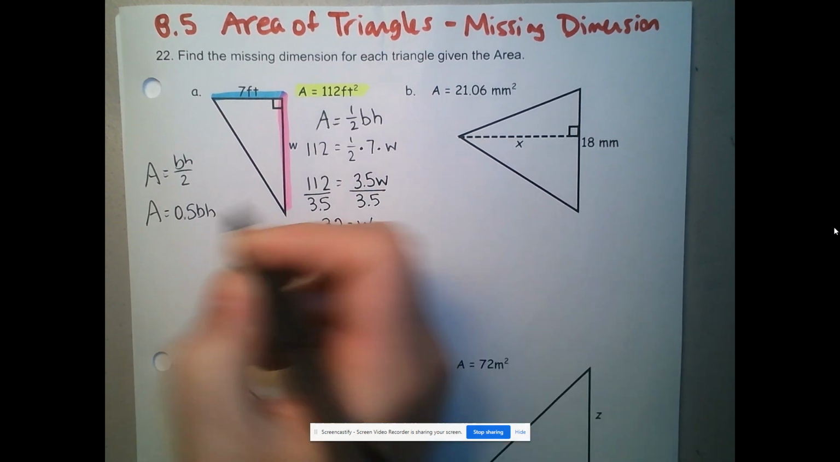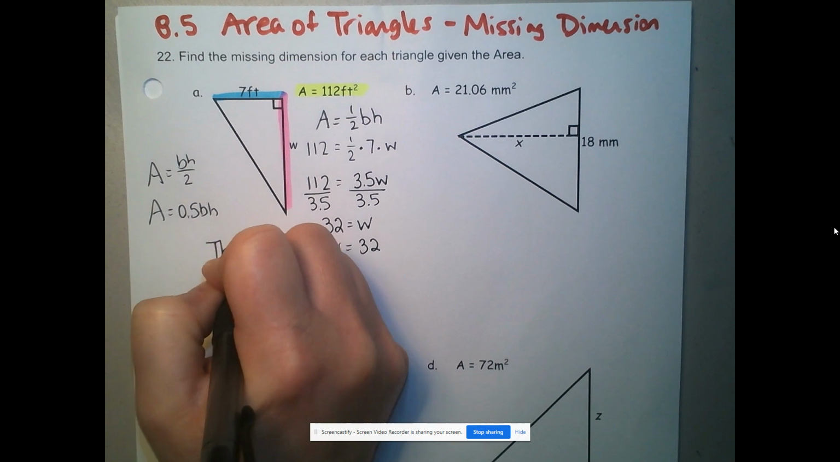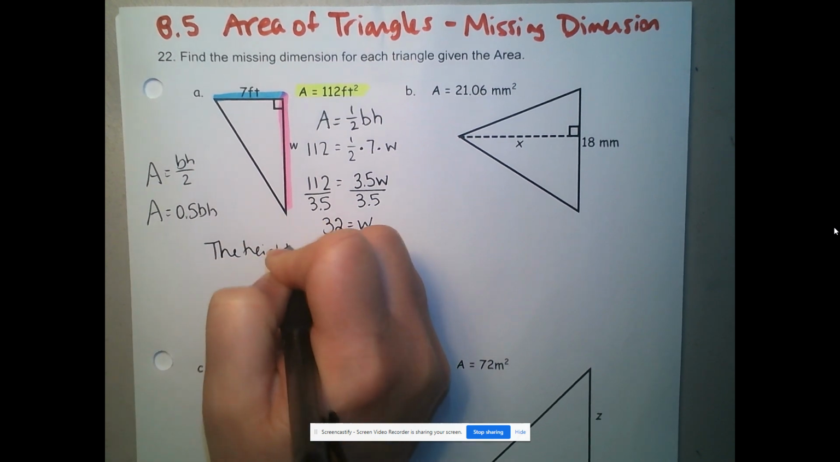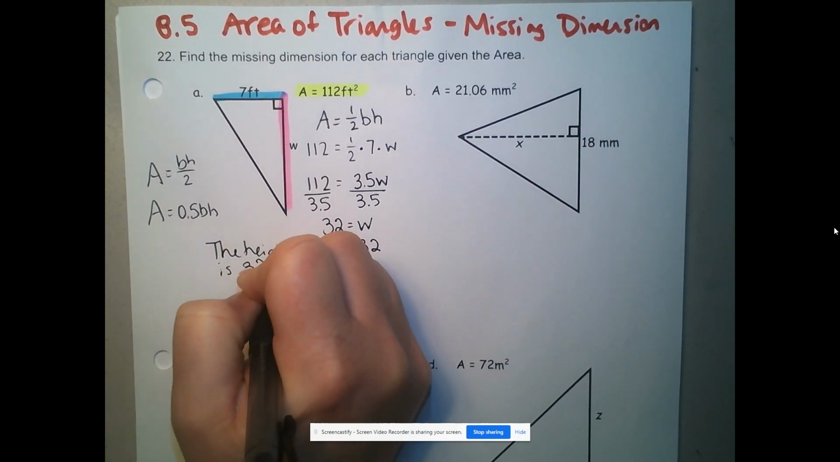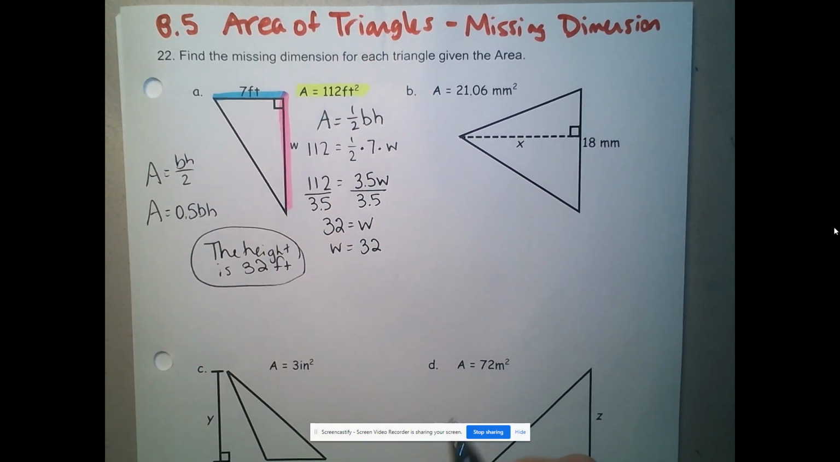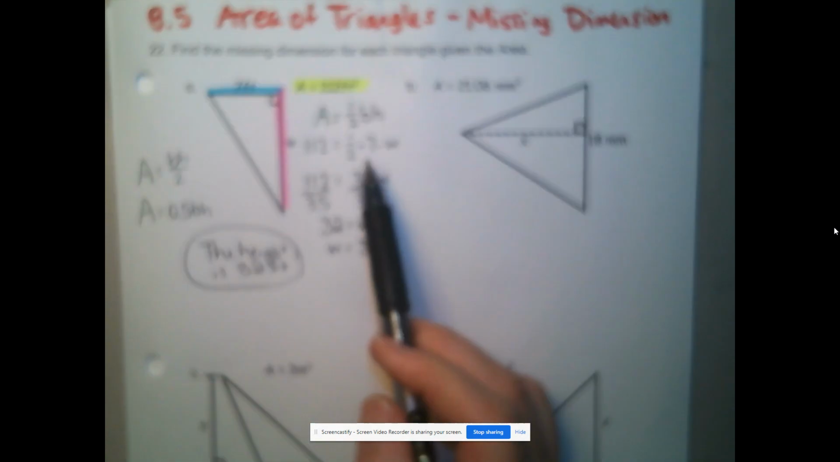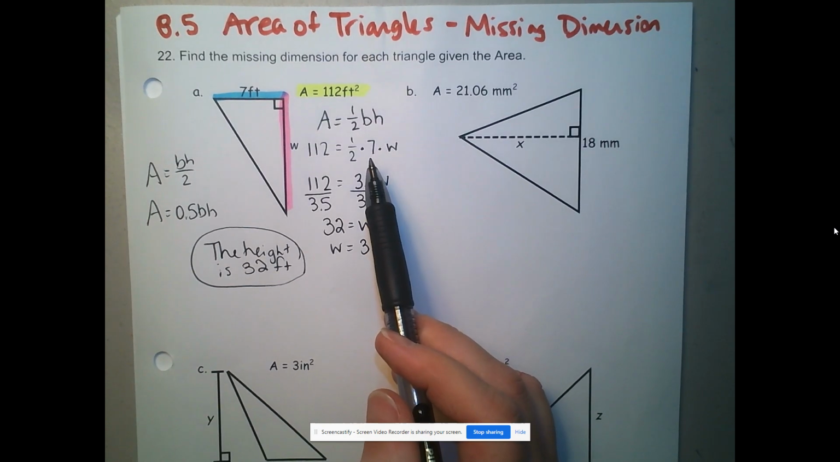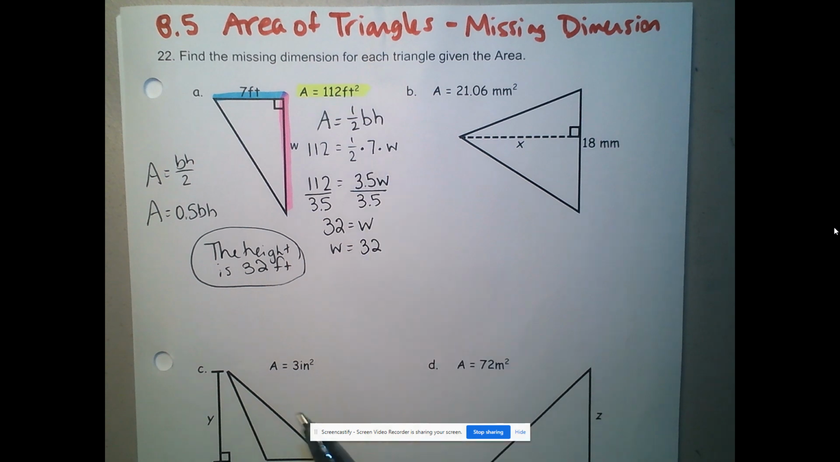And we would be able to say the height is 32, and I would look at my units and say the height is 32 feet. Now, if you had chosen to go with 7/2 as an improper fraction, you would have had to multiply both sides by the reciprocal 2/7. You would have still gotten the same answer, 32.